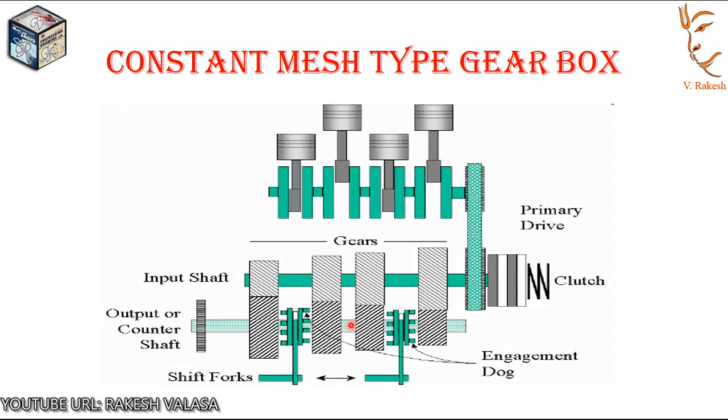See this is another figure. This shift fork is connected to this dog clutch 1 and dog clutch 2 for sliding the dog clutches. This crankshaft is connected to the clutch gear.